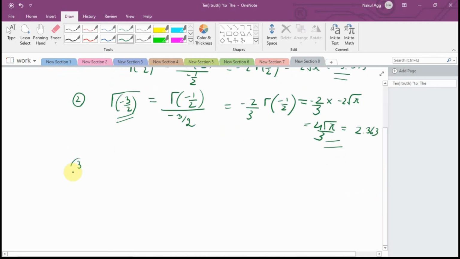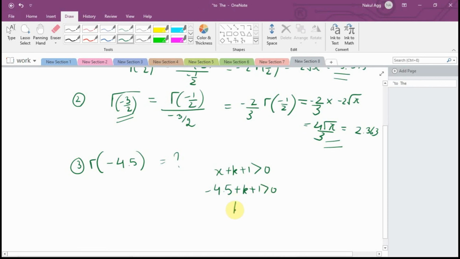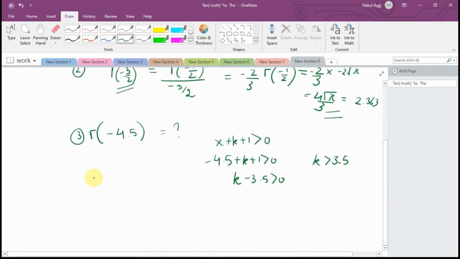Next, let's find out gamma of minus 4.5. So we will again start with our procedure. We have x plus k plus 1 must be greater than 0. So minus 4.5 plus k plus 1 must be greater than 0. So k minus 3.5 must be greater than 0. So k must be greater than 3.5, and we have to choose the smallest integer.